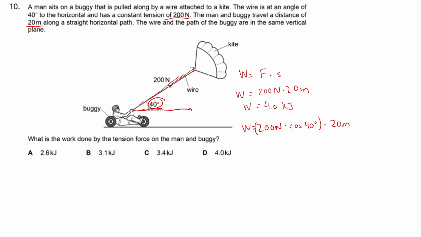And if you plug that into your calculator, 200 times cosine 40 times 20, you get about 364 joules. In this case, to 2 significant figures, it's going to be B.